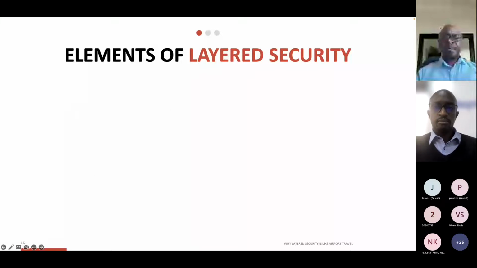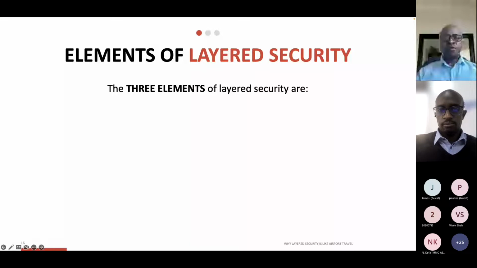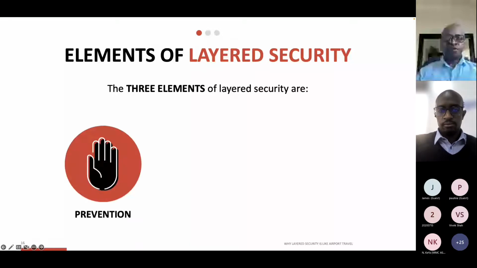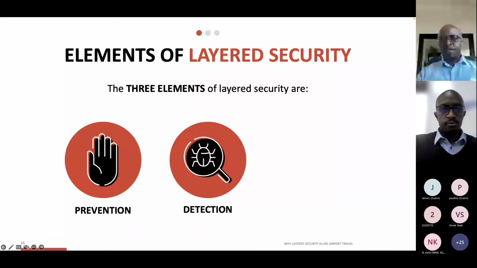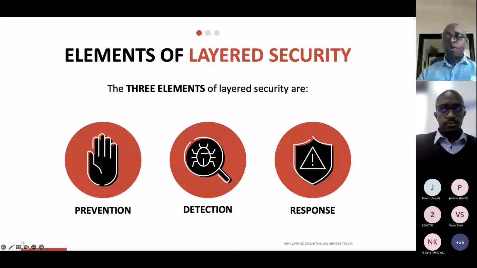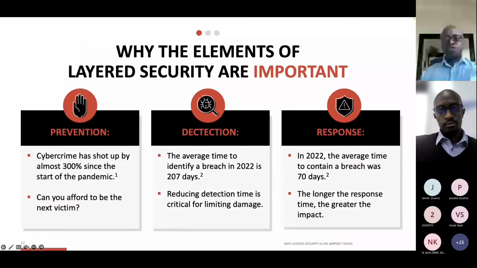So what are the elements of layered security? The three elements of layered security are prevention, detection, and response. Security policies, controls, and processes should all be devised and implemented during the prevention phase. The goal of detection is to discover and notify of a compromise as soon as possible. A quick response is crucial for the detection phase to be meaningful. So why are the elements of layered security important?